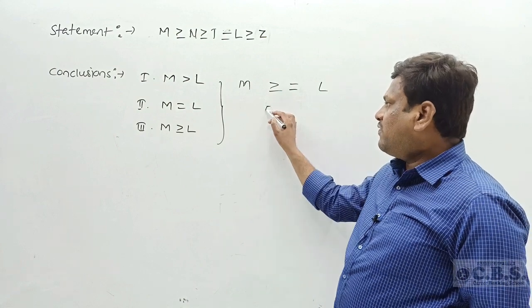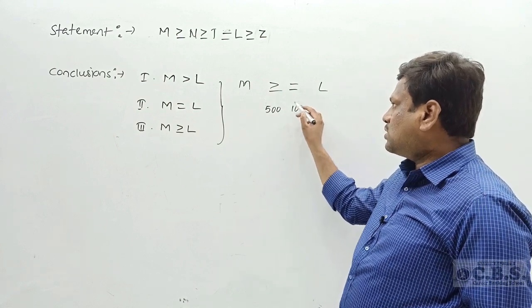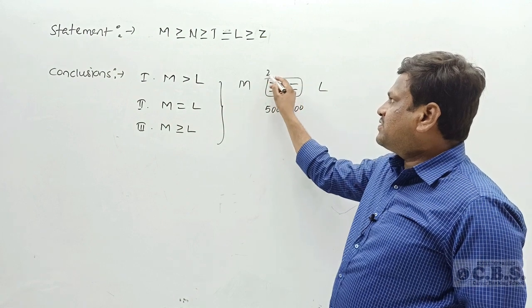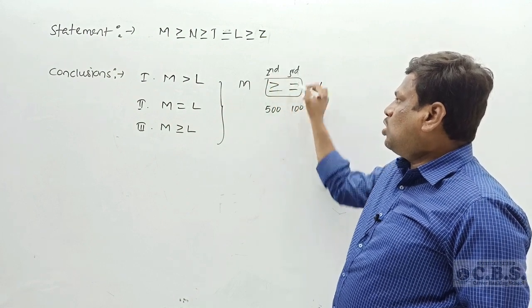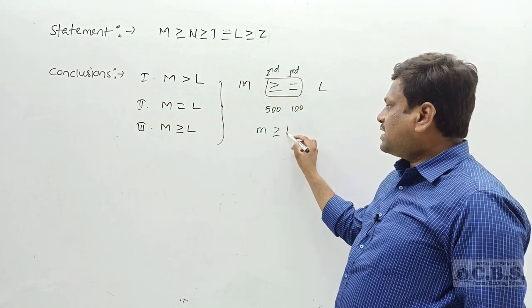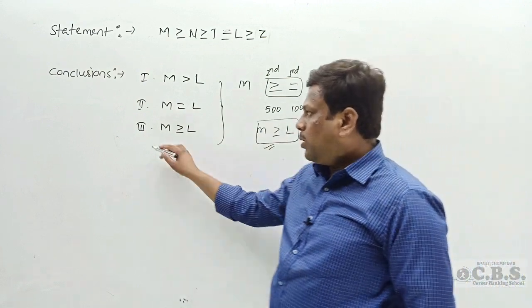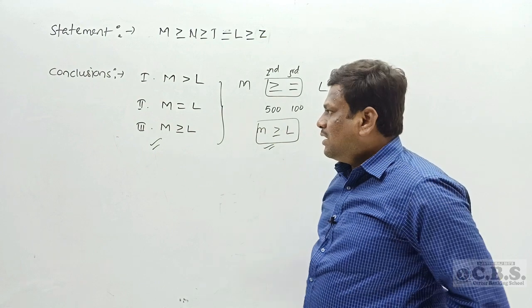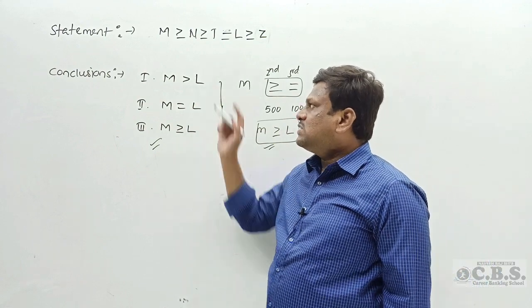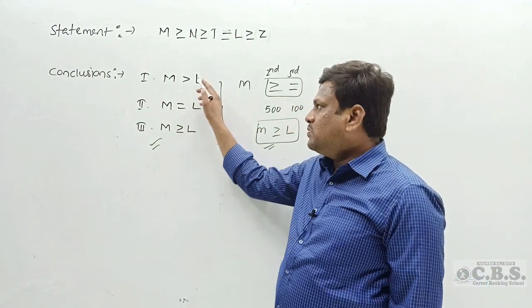So we have the 500 rupees note and the 100 rupees note, as per the second rank and the third rank. Obviously, M chooses which rank? The second rank is the right answer. M more than or equal to L is the right answer, so the third option is right. Some are trying to choose M more than L, but this is absolutely a wrong answer.